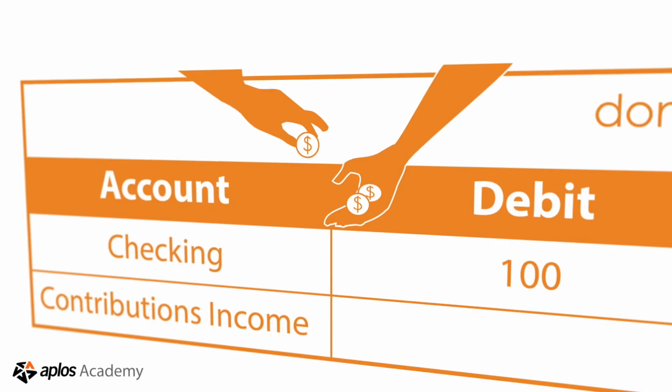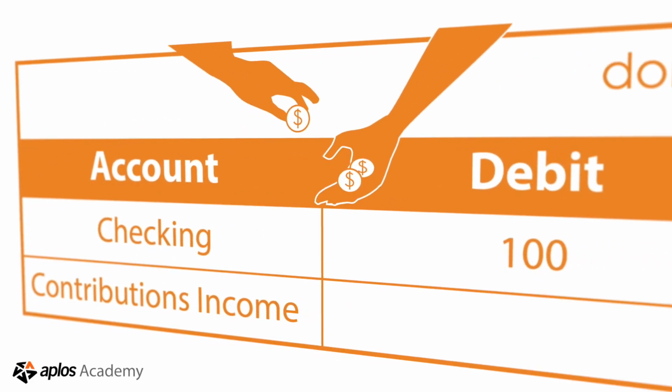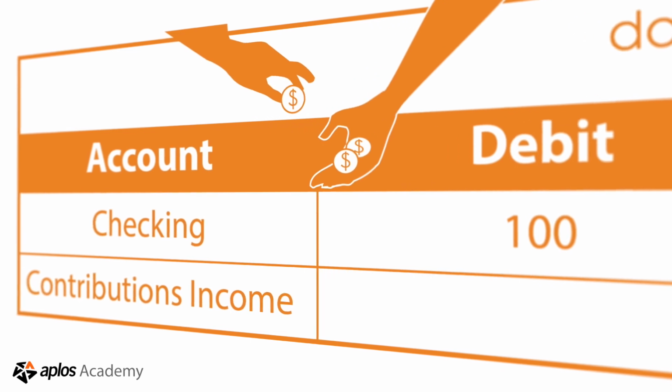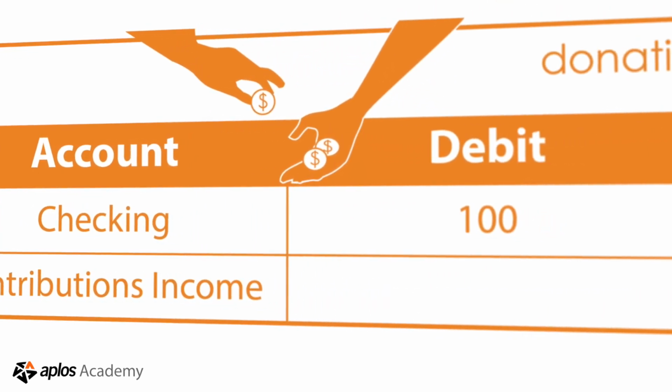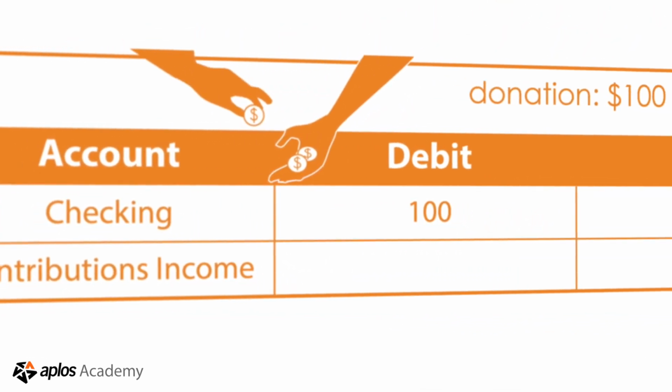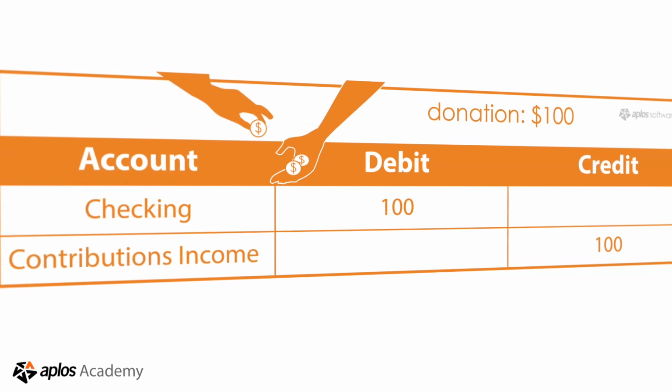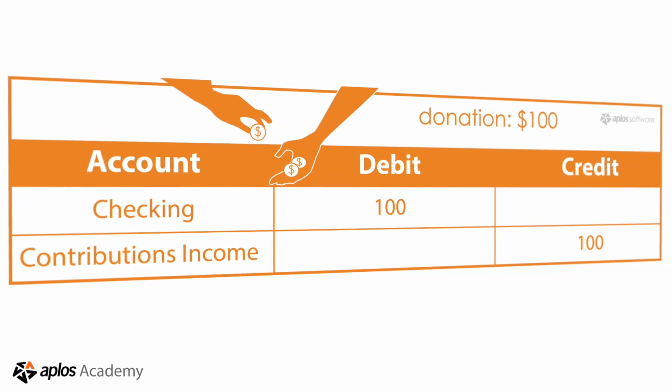Let's take a look at one more example, this time using income. So let's say you received a donation for $100. This is money that's being received by your organization, therefore it's considered income. The income account you're going to use is called contributions, and since it's increasing an income account, it's going to be in the credit column.